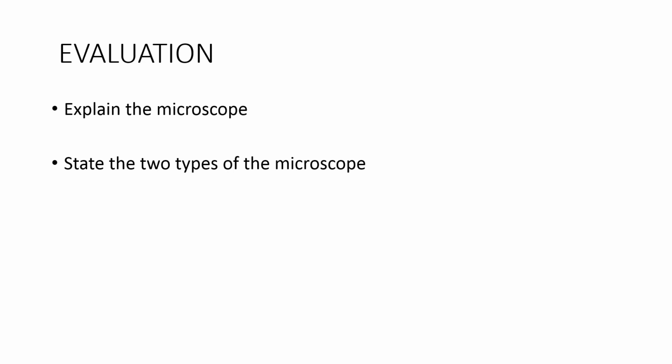Then we came to the types of microscope. We have the optical and then the electron microscope. Of the optical microscope, we have two types: the simple optical microscope and the compound microscope. But generally, they all use light. That is what makes them an optical microscope.